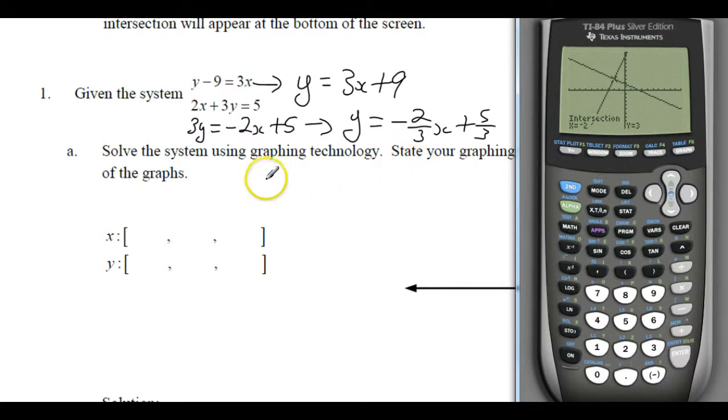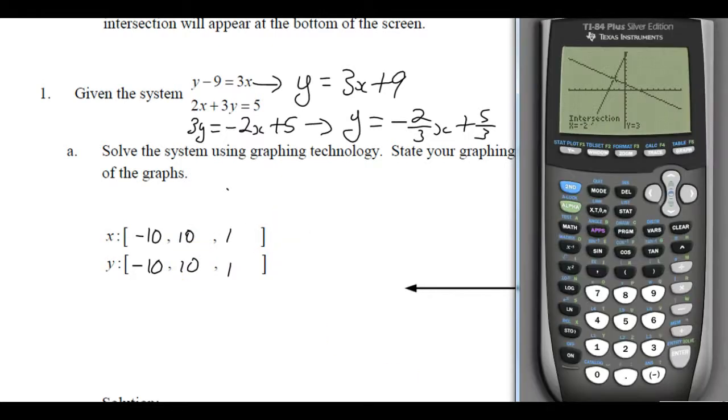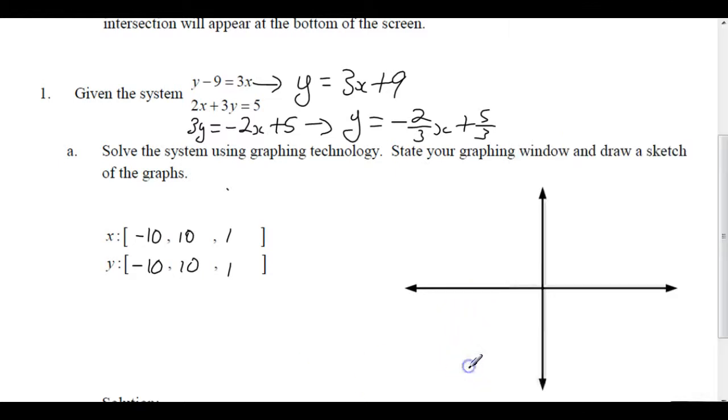All right, so what did we do? Let's summarize that here. Solve the system: you state your graphing window. So we said negative 10 to 10 by 1 and negative 10 to 10 by 1. Pretty much always start with the standard window and then adjust. Draw a sketch of the graphs. Okay, what do we got? So we have one graph going like this.